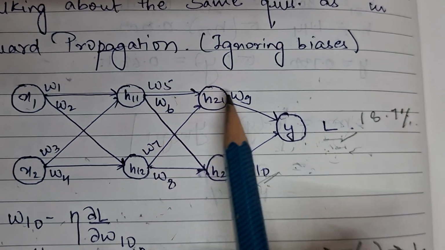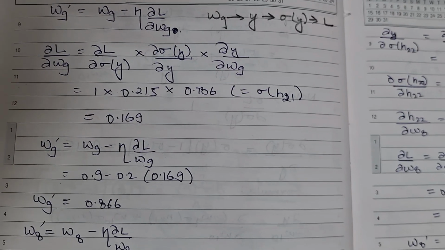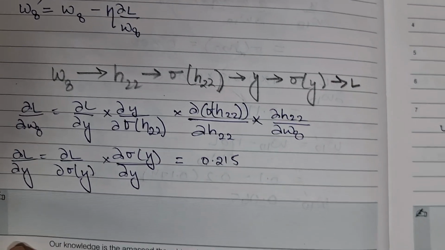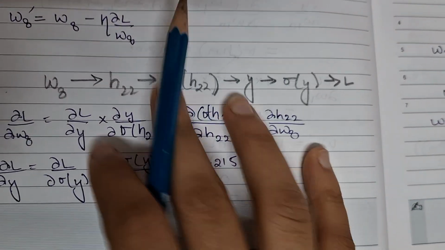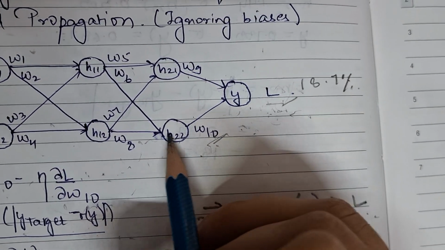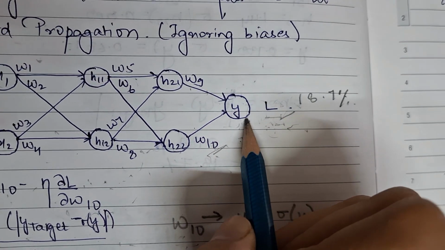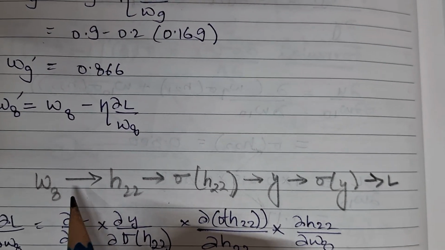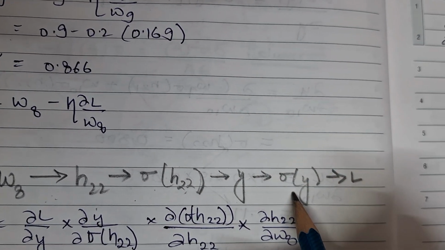Using the same method, we will calculate for omega 9, and using the same method, we will calculate for omega 8. This is the calculation done to calculate the new value of omega 9, and here we have the calculation for the new value of omega 8. For omega 8, the flowchart becomes: omega 8 contributing to H22, which contributes to sigma of H22, which contributes to Y, which contributes to sigma of Y, which contributes to L. The same flowchart we have over here.